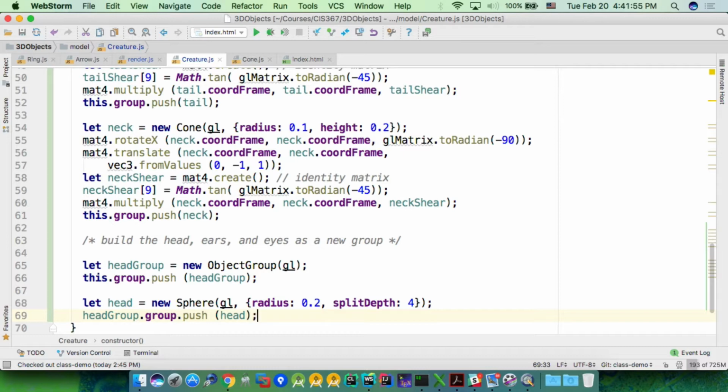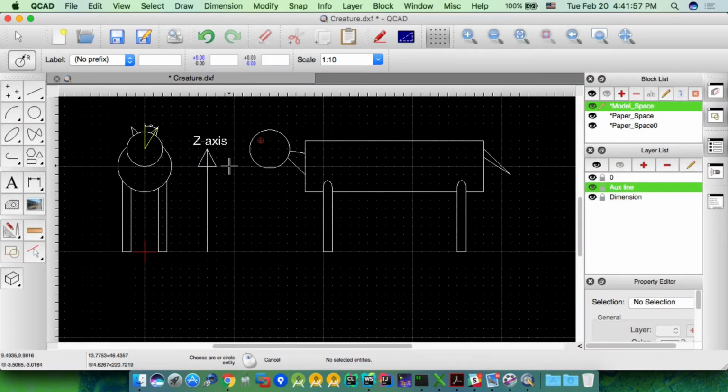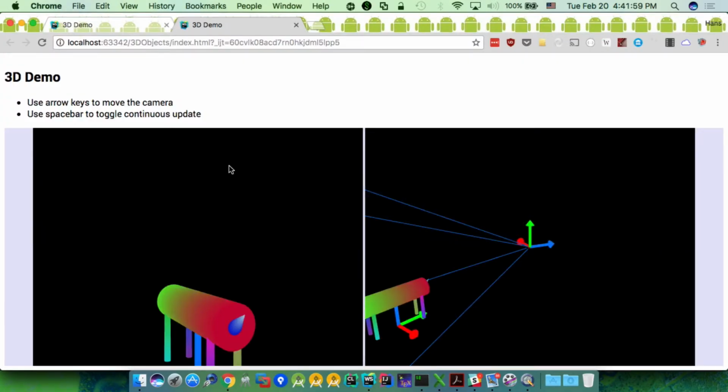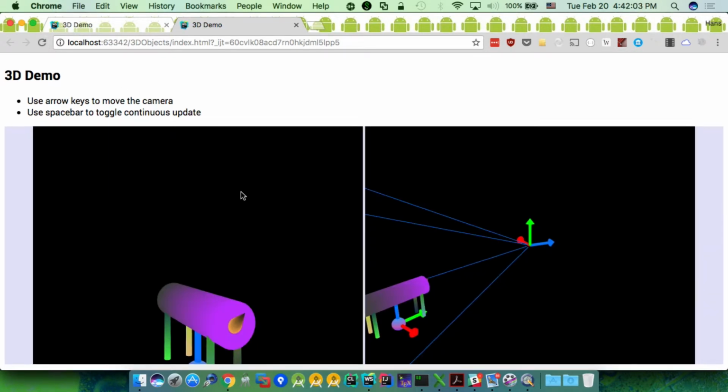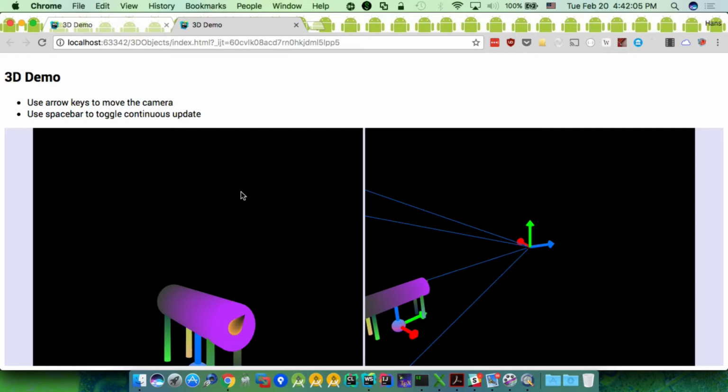Okay, let's see if the head is at the origin, because we don't translate anything. Okay, and then we're going to translate everything as a group later on. But now just work on the head and the two ears.